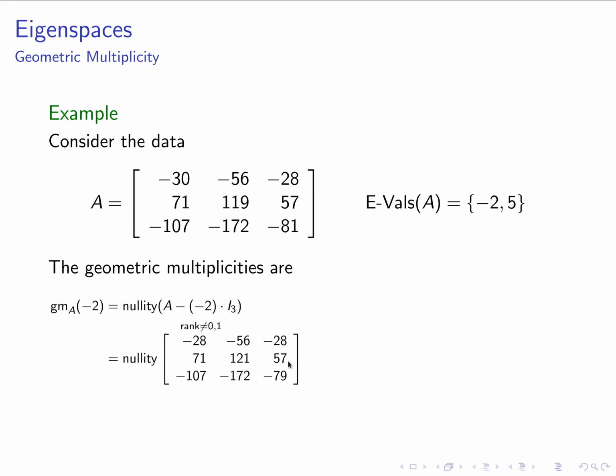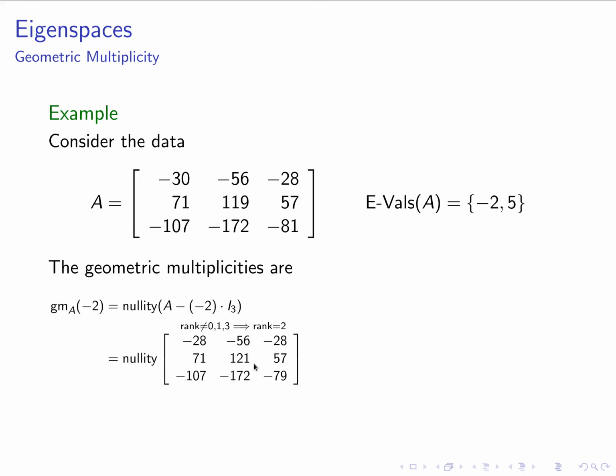But 71 is not equal to 57. So we know this rank is not equal to 1. We also know that the rank is not equal to 3. Why is the rank not equal to 3? Well, by definition, we are told here that -2 is an eigenvalue, and by definition, to be an eigenvalue means that this difference matrix cannot have full rank. So once we've eliminated 0, 1, and 3 from the possible ranks here, that tells me that the rank has to equal 2.